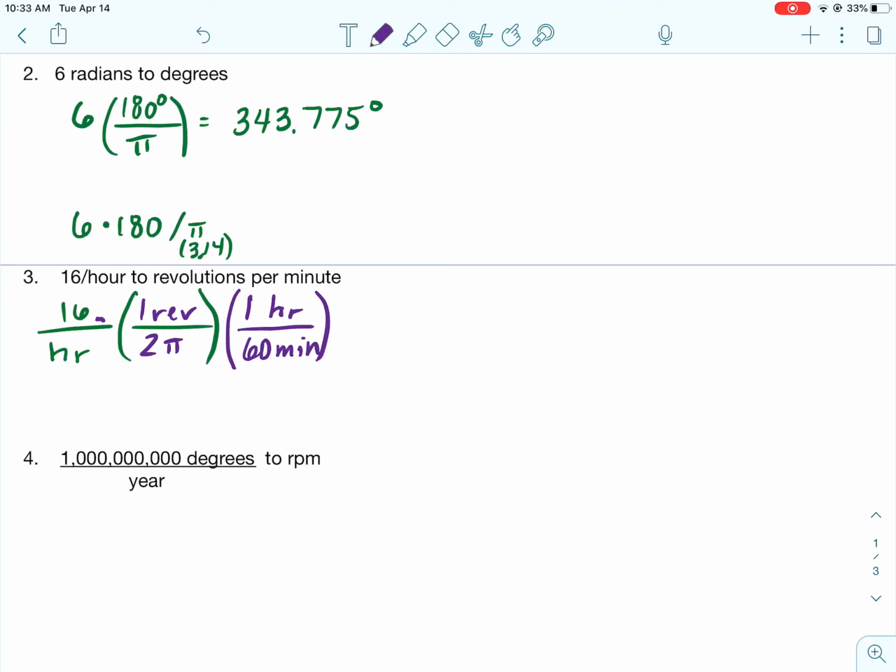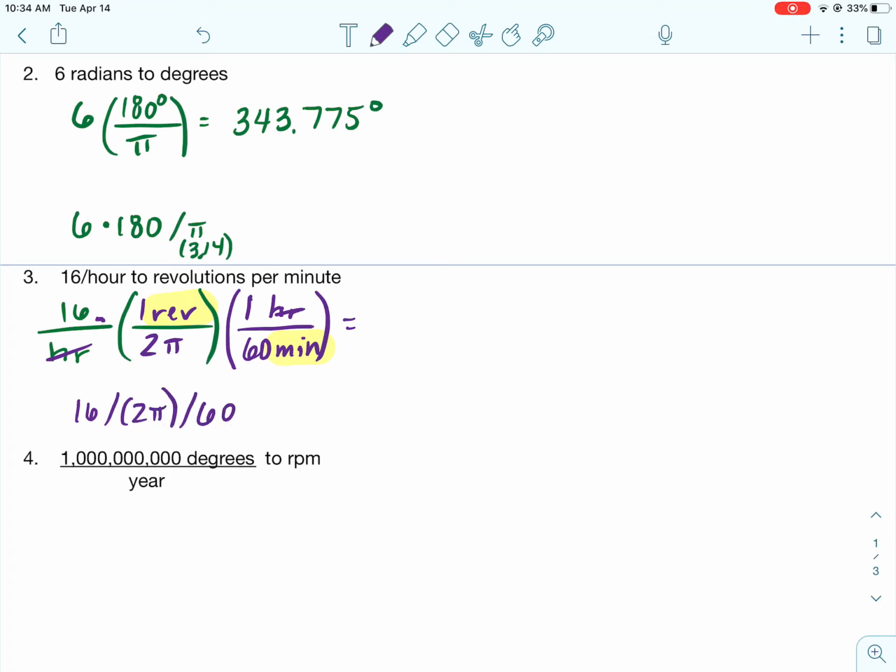All right, and we want to change hours to minutes. So hours is in the denominator, so I will put hours in the numerator to make sure that it cancels. And I want it to become minutes, so I will put minutes in the denominator. So the units I'm left with are revolutions per minute, which is what I wanted.